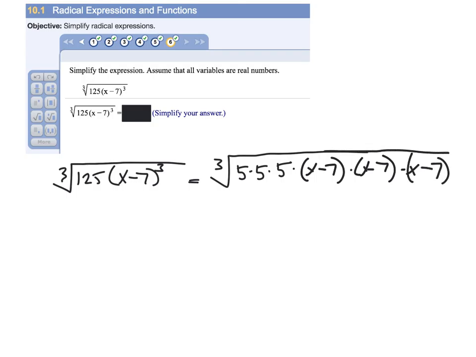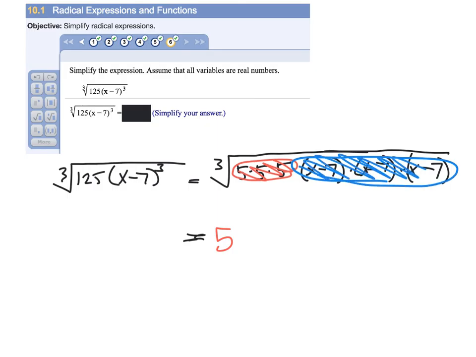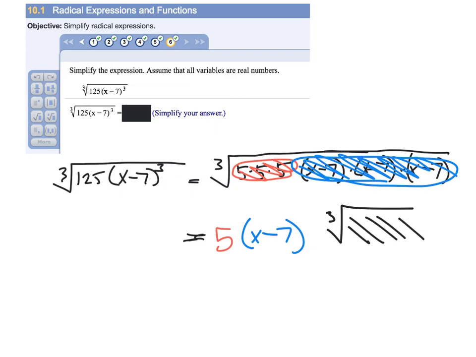All right? And so the way of taking care of exponents or roots is this: this is a 3, so that means you circle three 5s, you cross them out, and you write one of them outside of the root notation. And then we've got three of these, so you circle three of them, you cross them out, and you write one of them outside the root notation. And what's left on the inside of that third root? Nothing. It's totally blank, which means we don't need it anymore. It's gone. So the answer is 5 times x minus 7.